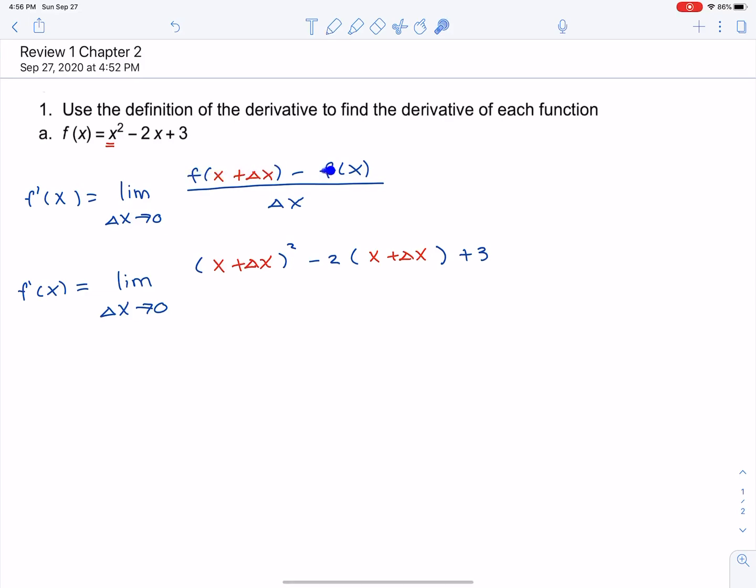Now I have to subtract f of x. What is f of x? That entire function. Be careful. Make sure this is in parentheses, because we want to make sure we're subtracting the entire function and not just the very first term of that function. And then finally, that's all over delta x. That is a really important key part. From here on out, we are just going to do a lot of algebra. So that was a step of calculus.